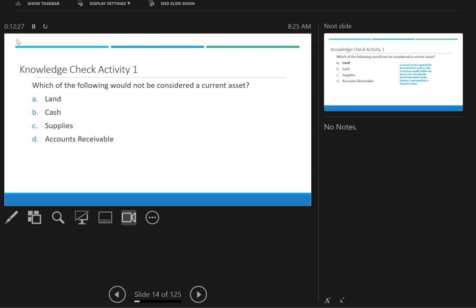Okay, guys, which of the following would not be considered a current asset? Land. Why? Because you can't sell it right now. Because the resource that land provides is going to last greater than a year. Okay?